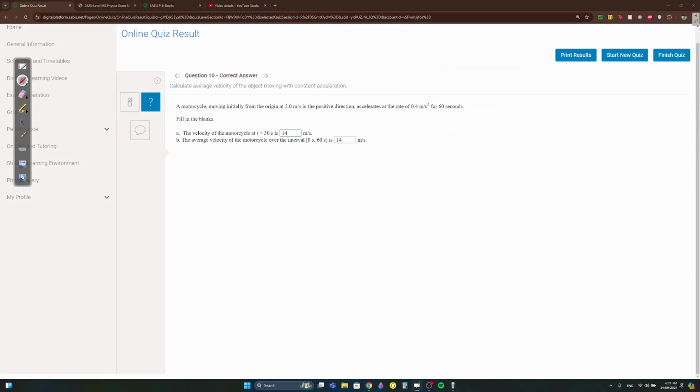Question 10. A motorcycle moving initially from the origin at 2 meters per second, so u equals 2 meters per second. Moving in the positive direction, it accelerates at 0.4, so a equals 0.4 meters per second squared, for 60 seconds. Time doesn't equal 60, you'll see why. The velocity of the motorcycle at t equals 30 seconds. They want velocity, so v is the question mark, at t equals 30. This is why I didn't use t equals 60, because they're trying to trick you. They put 60 in the question, but they're asking for 30.